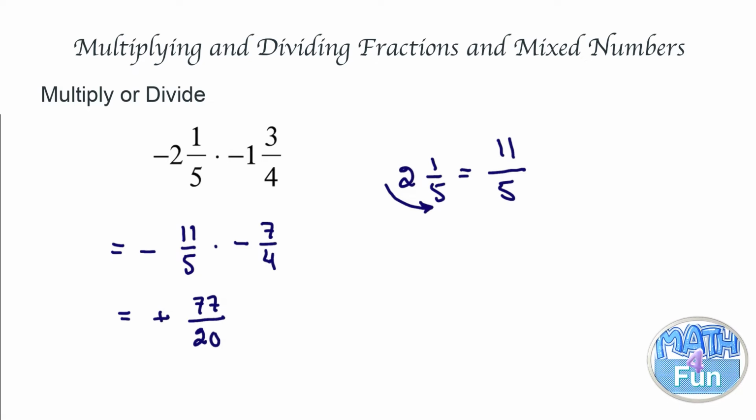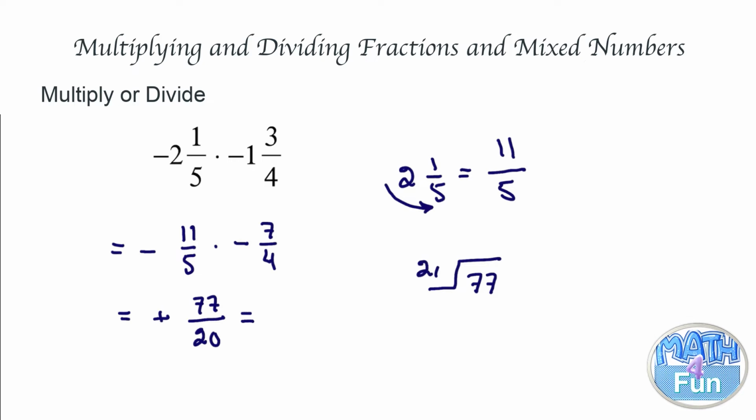But remember, sometimes they ask you to write this answer as a mixed number. How do we change that to a mixed number? I will show you how. So we write equal. Now, take the 77 and divide it by 20. Ask yourself, how many 20s are there in 77? We have 3 20s. So multiply 3 by 20, which is 60. Now subtract 77 minus 60.